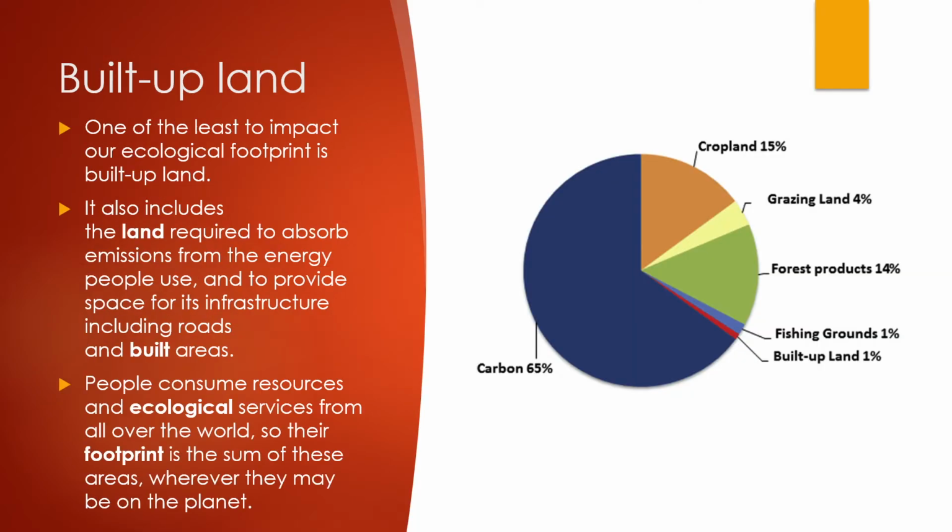And then there's the built-up land. It's one of the least to impact our ecological footprint. As you can see from the chart provided, it doesn't even make up 1% of the whole. It also includes the land required to absorb emissions from the energy people use and to provide space for its infrastructure, including roads and built areas. People consume resources and ecological services from all over the world, so their footprint is a sum of these areas wherever they may be on the planet.